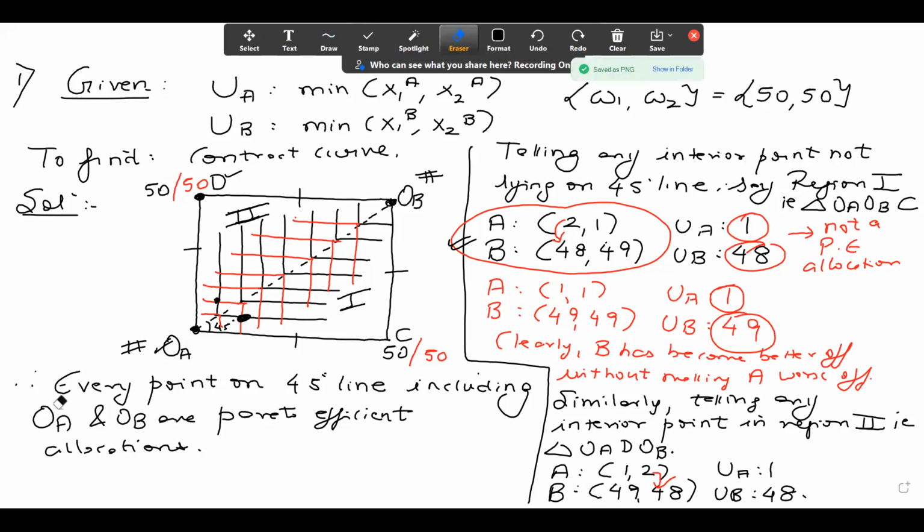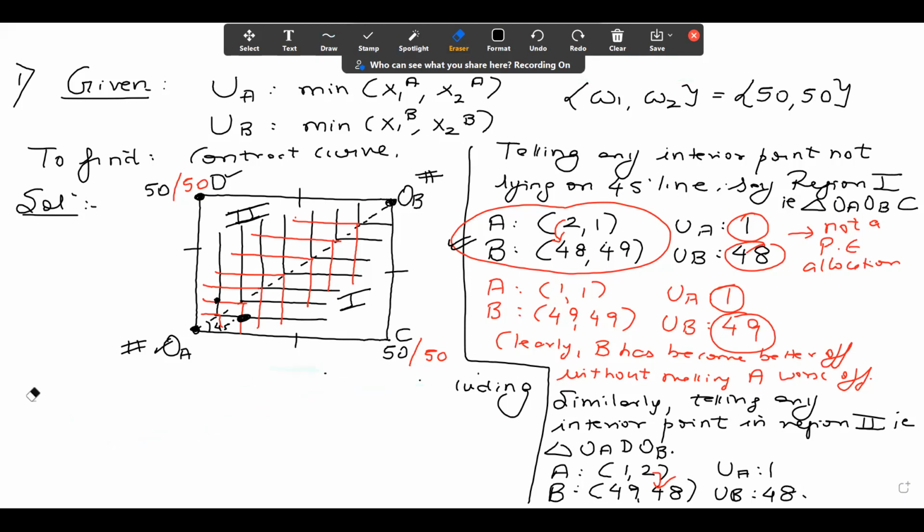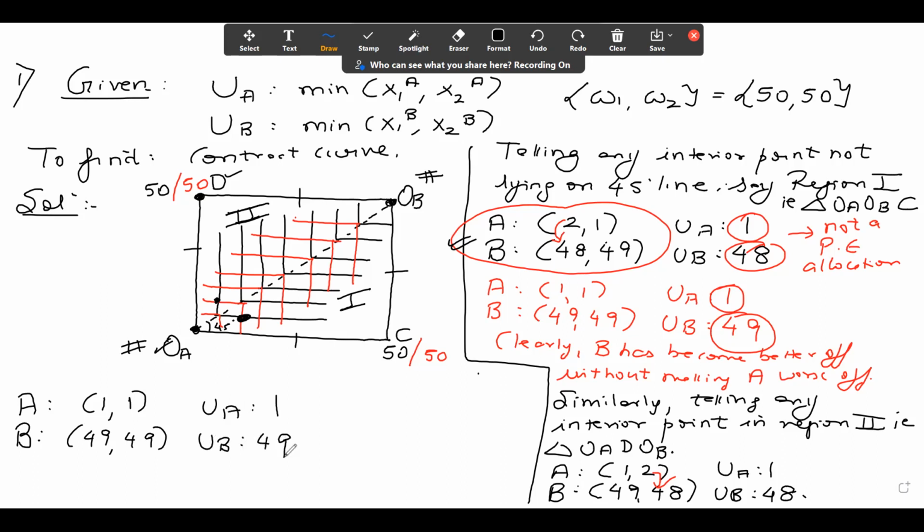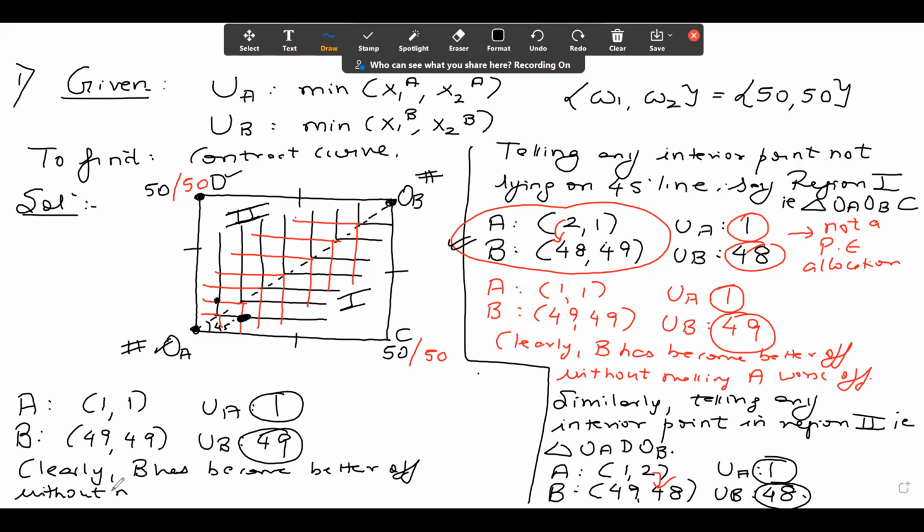If I erase this particular part, I can write that now A is going to get a utility of 1. A's bundle will now be 1, 1, and B's bundle now will be 49, 49. Again, utility which A gets from its own bundle is 1. Utility which B gets from its own bundle is 49. If you compare, B has become better off without making A worse off. Clearly, B has become better off without making A worse off.